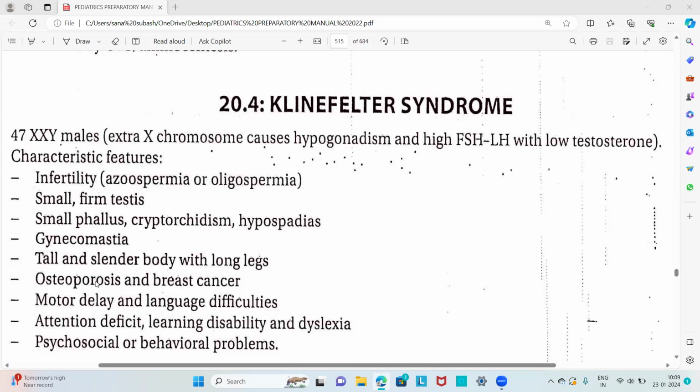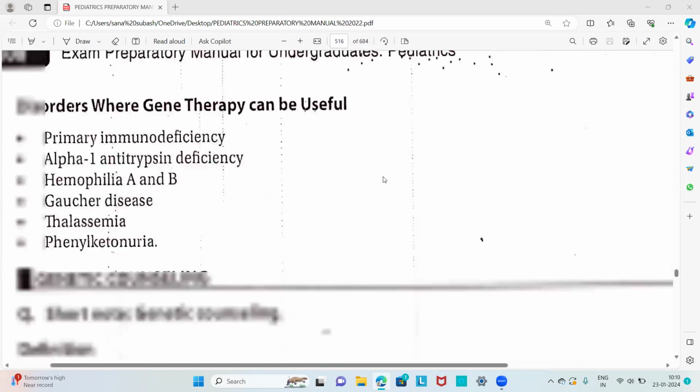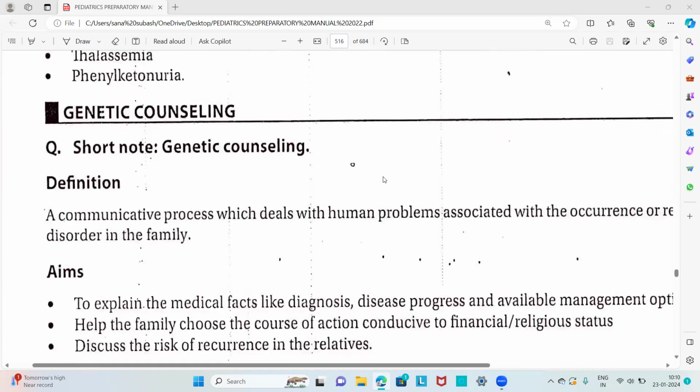And then also we have osteoporosis and breast cancer, then motor delay and language difficulties, attention deficit, learning disability, and dyslexia will be there, and also psychosocial or behavioral problems. So these are the features of the Klinefelter syndrome. That is all regarding the Klinefelter syndrome. Then we are going to one of the short questions, genetic counseling.